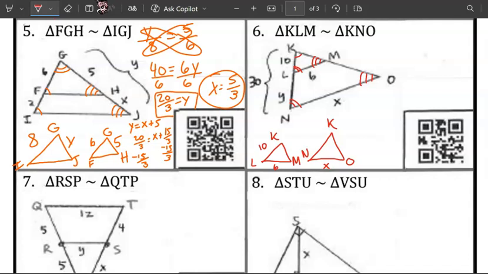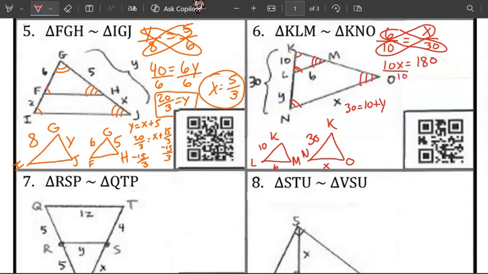Notice that 10 plus y is 30. We'll use that when solving for y at the end. Let's set up our proportion. 6 over 10 equals x over 30. Cross multiply. 10x equals 180. Divide each side by 10. X equals 18. And let's solve for the y. Just subtract 10. Y equals 20.